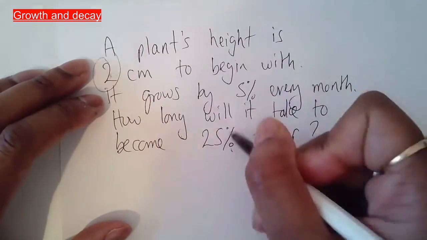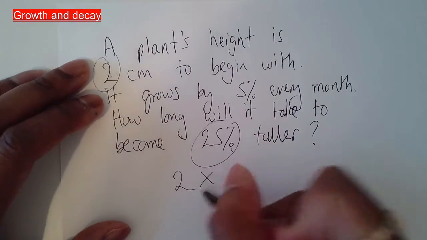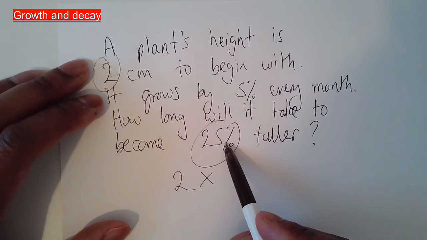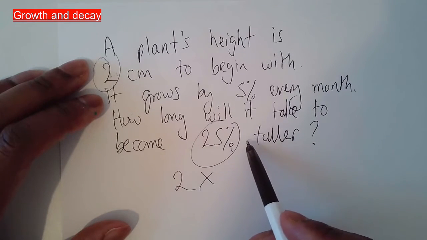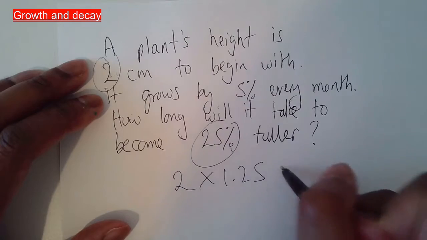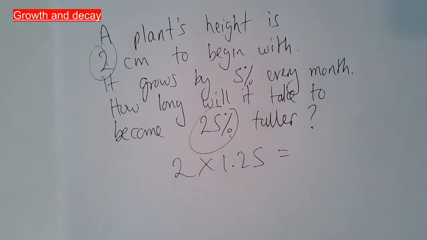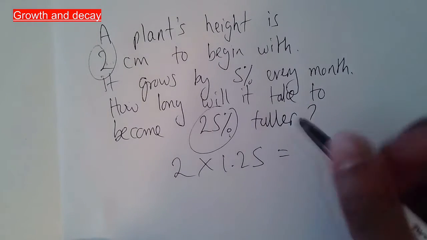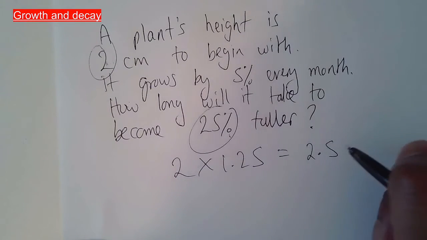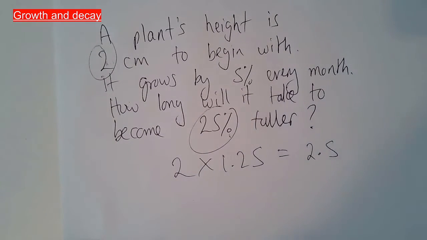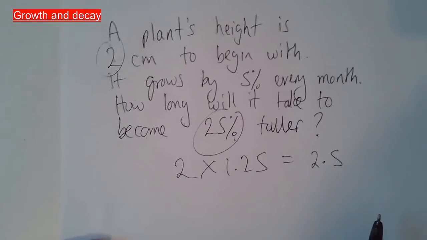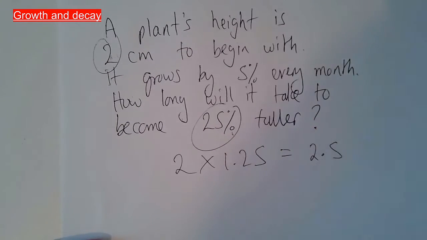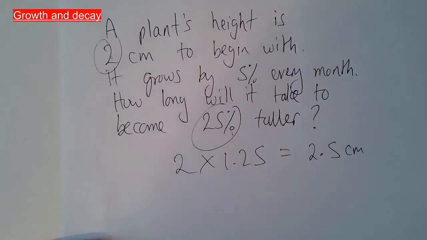So that's what we're going to start off with. 2 times, it goes up by 25%. So what's that going to be? That's going to be 2.5, yeah? Double that, 2.5. So we want to know how long it will take to reach 2.5 centimeters. Right? Let's now construct our equation.